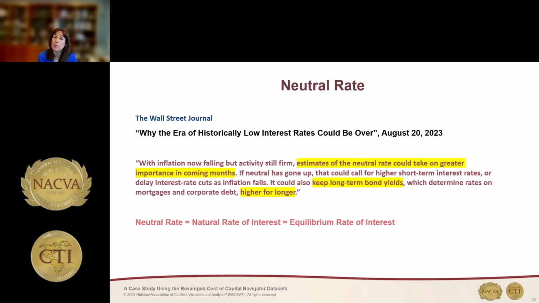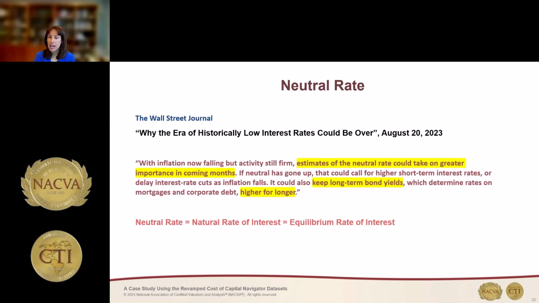And so this is an example from the Wall Street Journal from August of 2023. What they said in this case was just an extract that said, with inflation now falling but activity still firm, estimates of the neutral rate could take on greater importance in coming months. If neutral has gone up, that could call for higher short-term interest rates or delay interest rate cuts as inflation falls. It could also keep long-term bond yields, which determine rates on mortgages and corporate debt, higher for longer. So this is why valuation professionals need to care about these things.